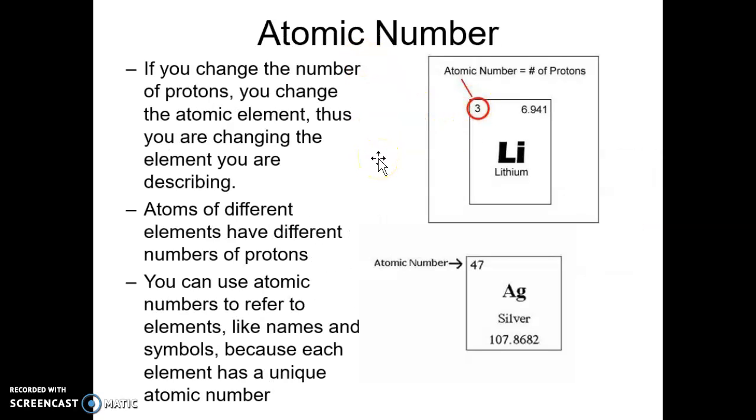So it goes without saying that if you're somehow able to change the number of protons, you change the element. So instead of having 2 protons, if it had 3 protons, it would become lithium. If it had 47 protons, it would become silver. Okay? Atoms of different elements have different numbers of protons, as I mentioned, and you could use atomic numbers to refer to elements like names and symbols because each element has a unique atomic number.